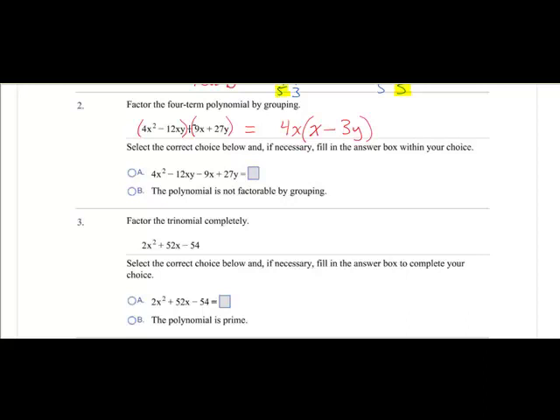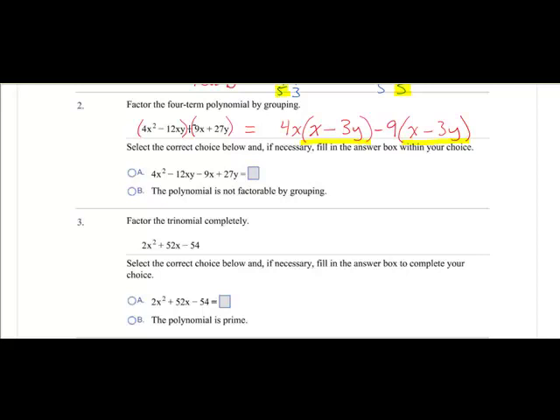Well, one has an x, one has a y, so I can't do anything with the variables, but they're both divisible by 9, and if you're paying attention to the signs, you see that I can factor out a negative 9 to make them look the same, because now that leaves me with x minus 3y after I divide both of those terms by negative 9. And now, I have an x minus 3y here and an x minus 3y here.